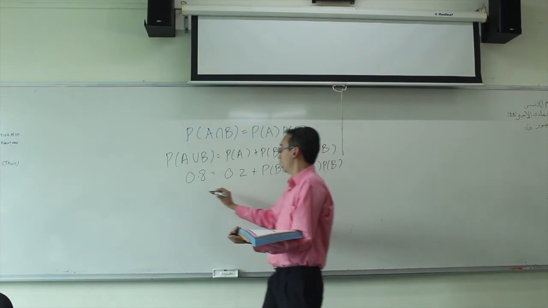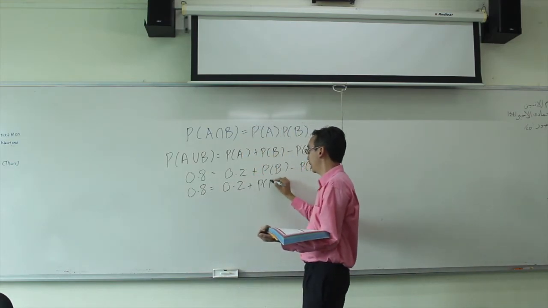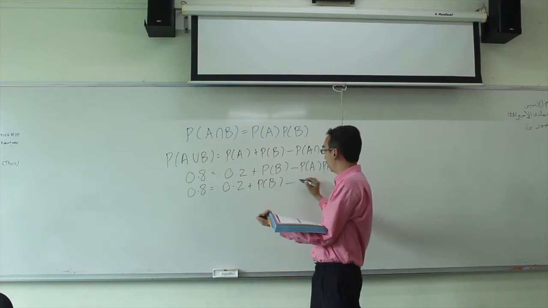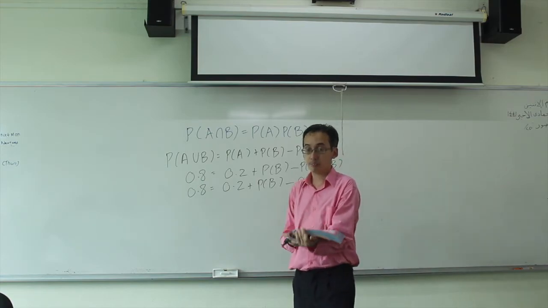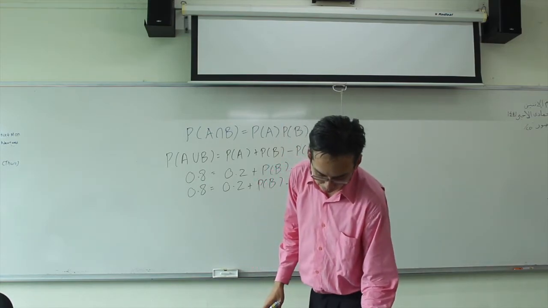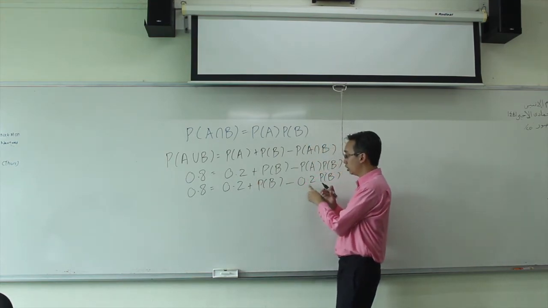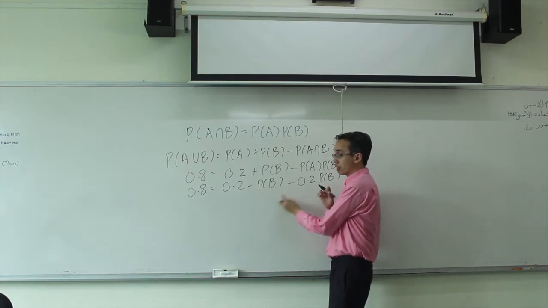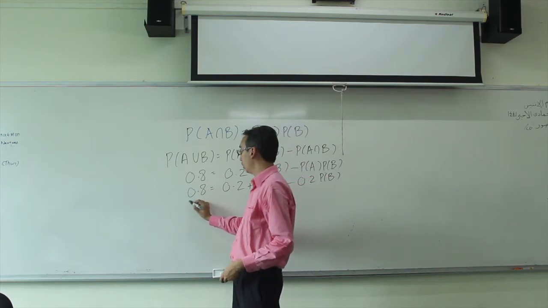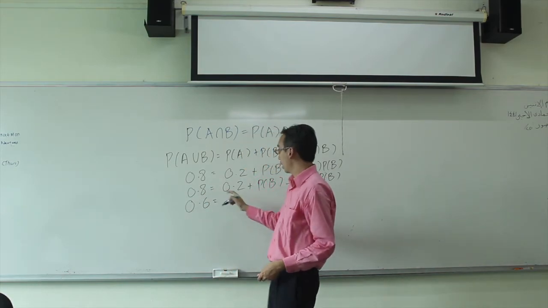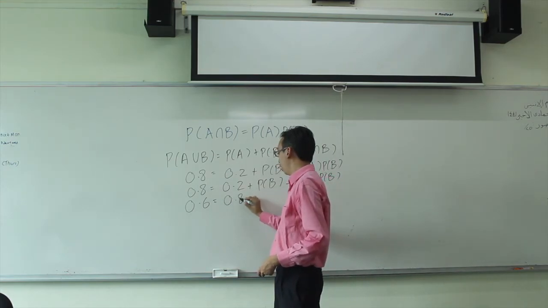Plugging in all the values, I get probability B over here, but here I have 0.2 of probability B. So this one is 1 of probability B, and this one is 0.2 of probability B. You can actually subtract it. If I bring this 0.2 over, I get 0.6 equals 1 minus 0.2, so it's 0.8 of probability B.